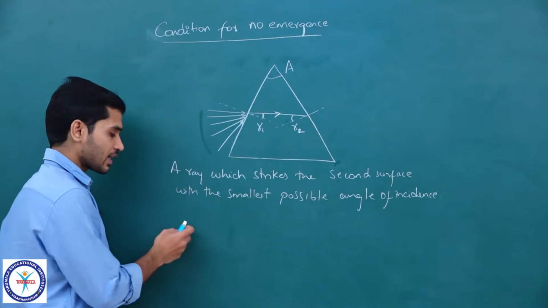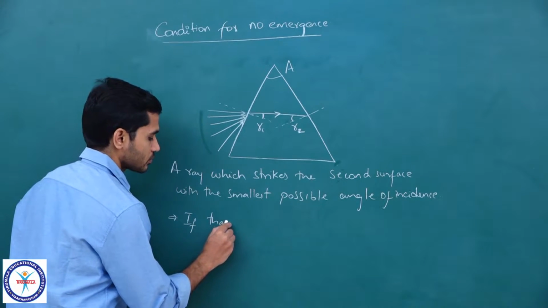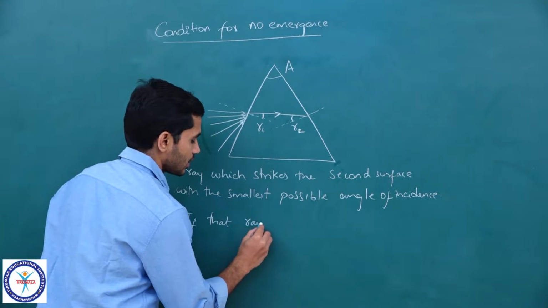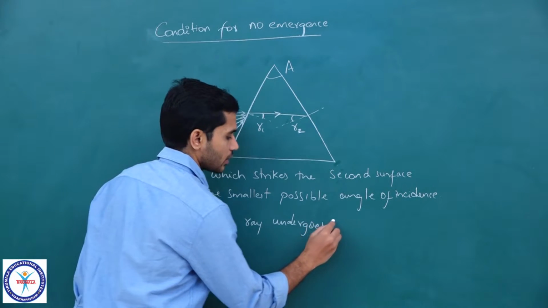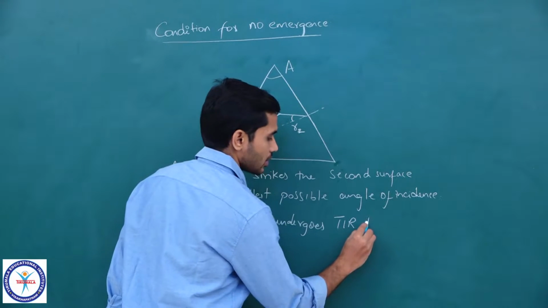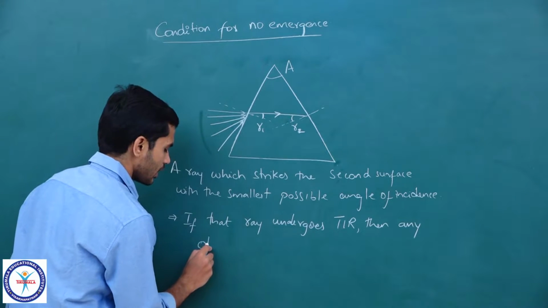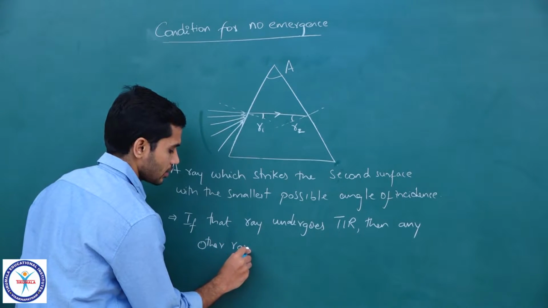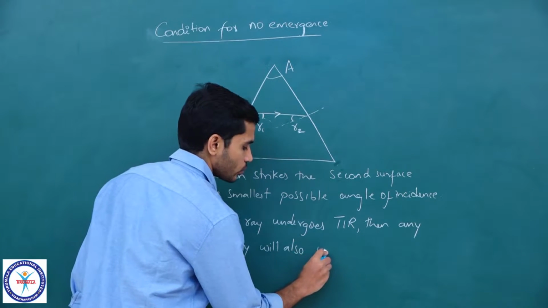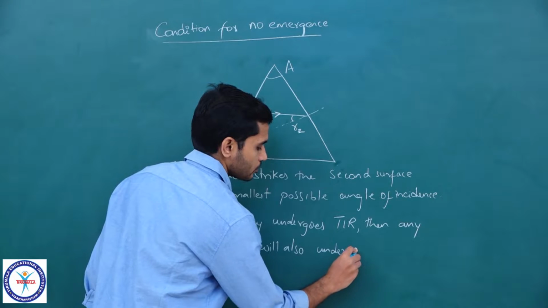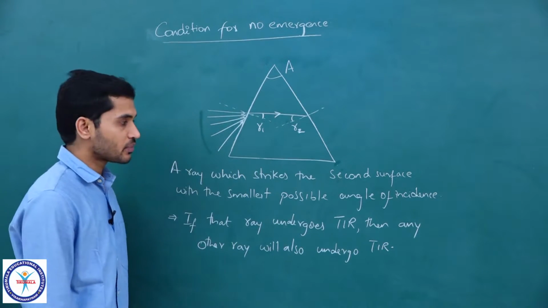Now, why am I considering that ray? Because if that ray undergoes TIR, then any other ray will also undergo TIR. Clear? So, that is the concept which we are going to use.